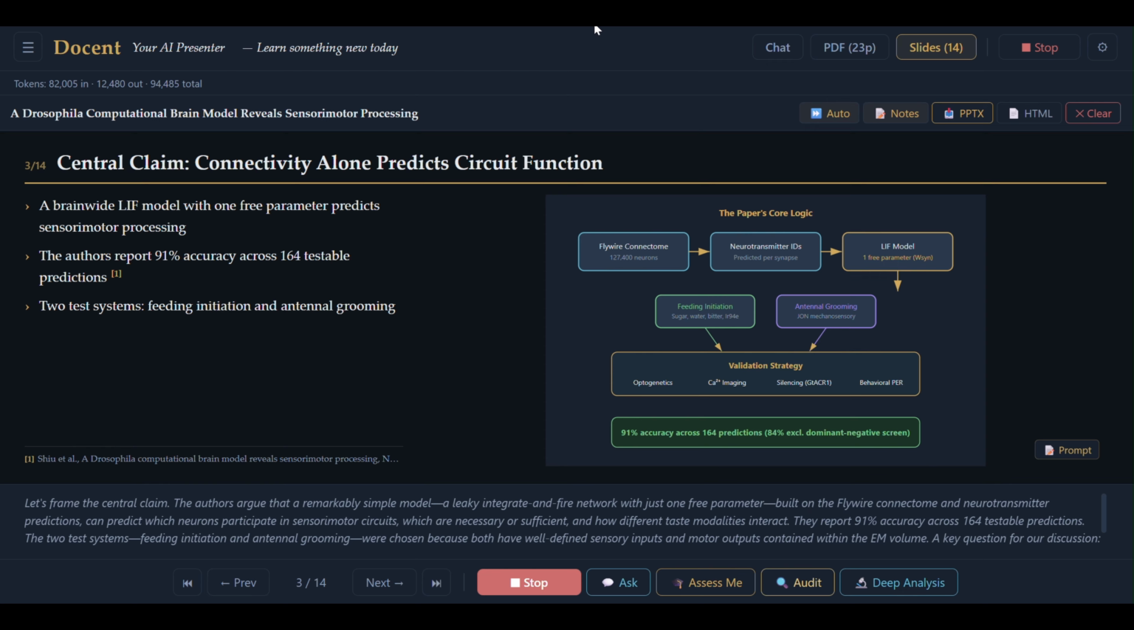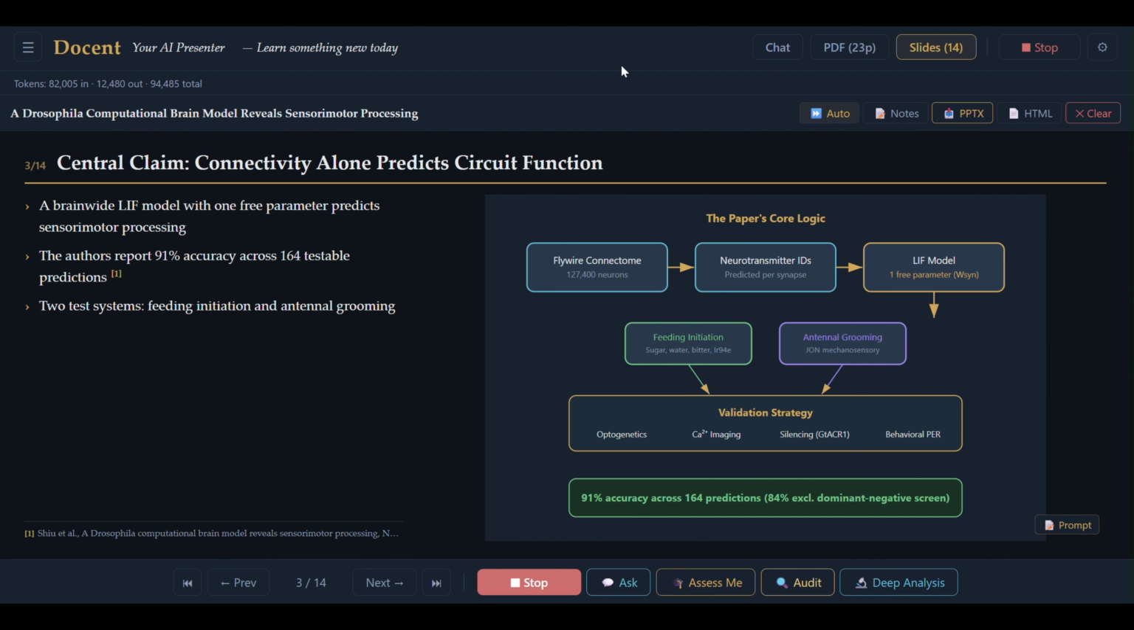The authors argue that a remarkably simple model, a leaky integrate and fire network with just one free parameter, built on the FlyWire connectome and neurotransmitter predictions, can predict which neurons participate in sensory motor circuits, which are necessary or sufficient, and how different taste modalities interact. They report 91% accuracy across 164 testable predictions.